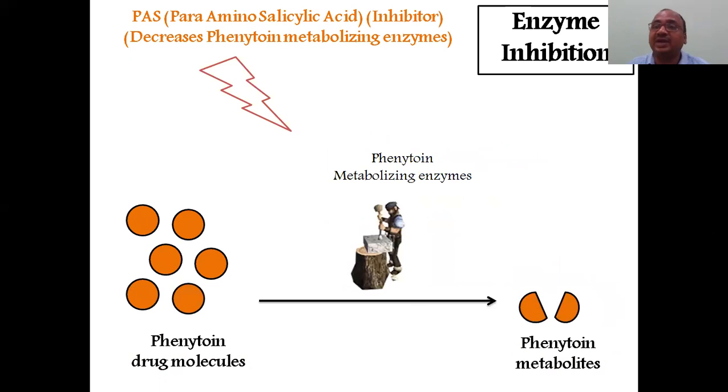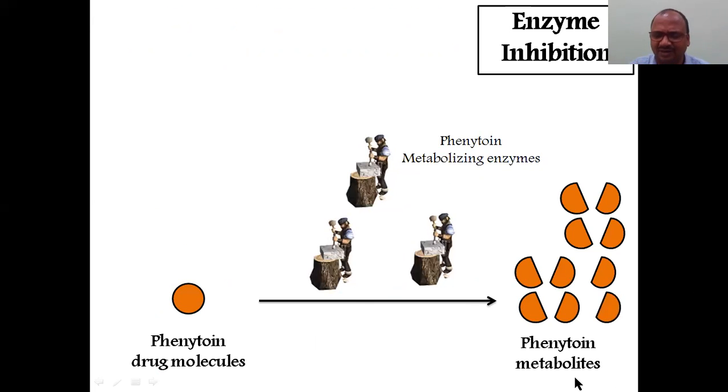Now what happens if you take phenytoin along with PAS, para-aminosalicylic acid? It is an inhibitor. It inhibits the enzyme. See how many enzymes are here. Now see, the enzymes are decreased, so there is more accumulation of the phenytoin drug molecule. See, the number of phenytoin molecules is high, and very few metabolites are there, opposite to the previous one.